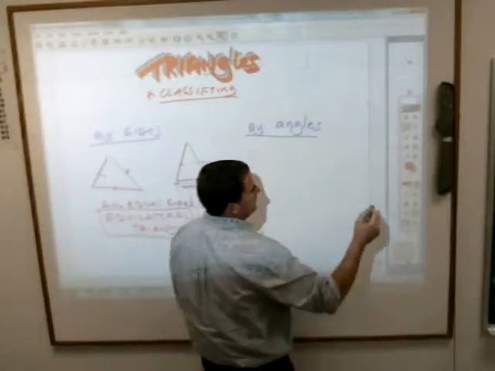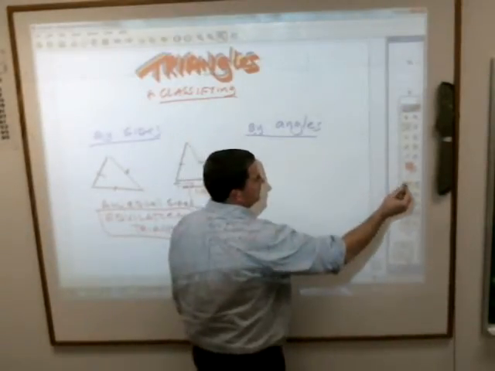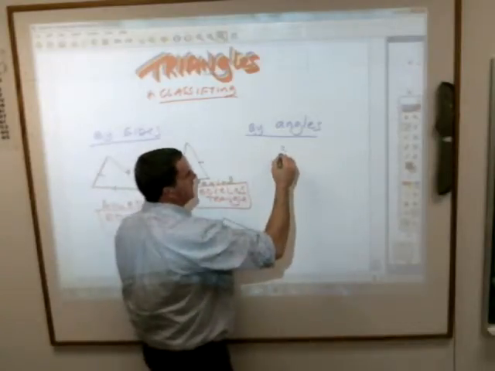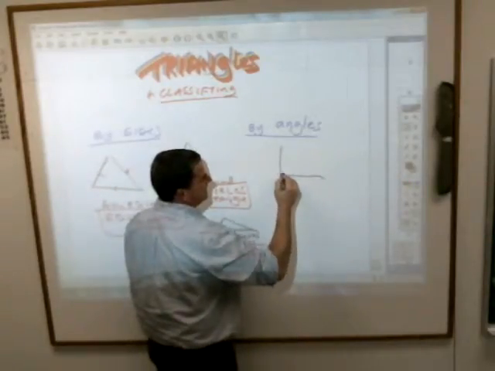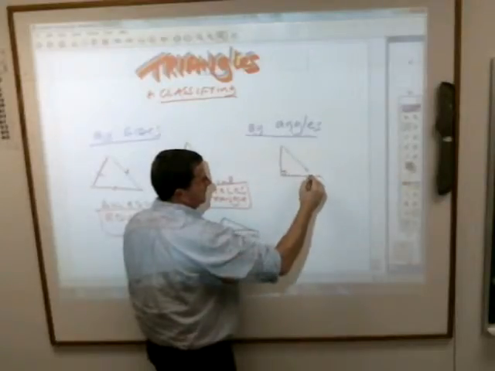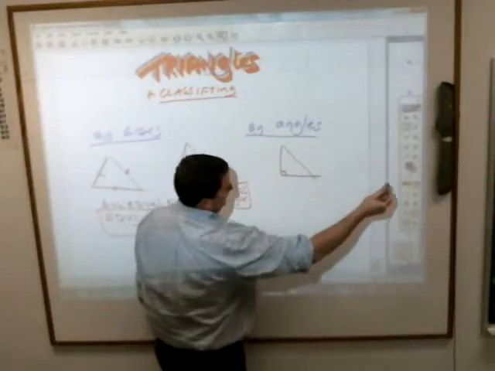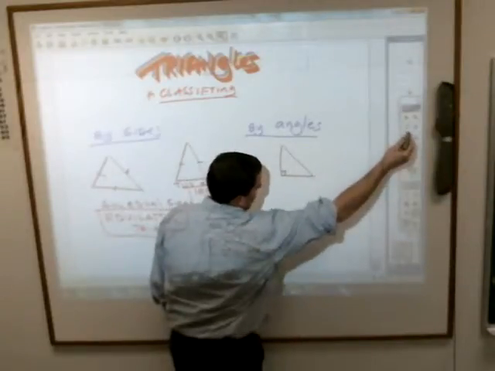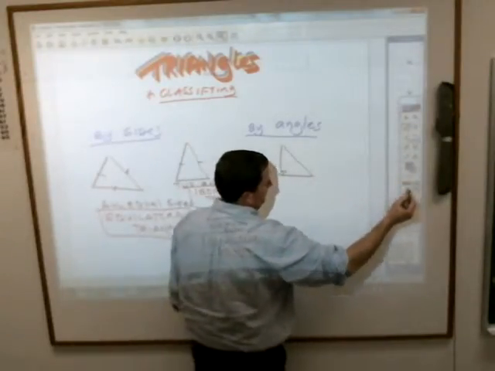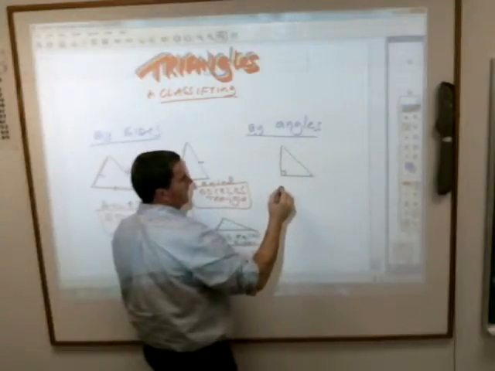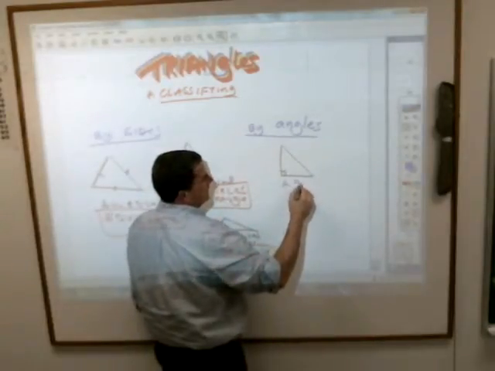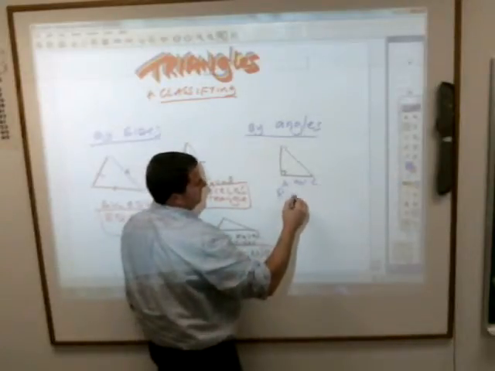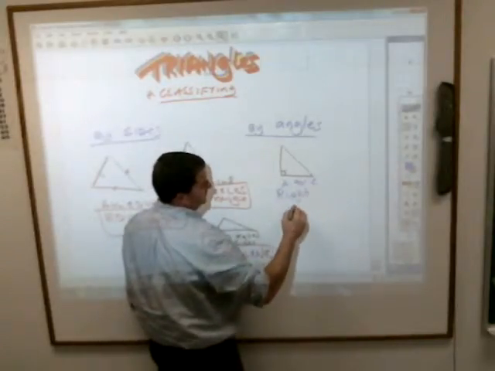Now, there are also three different triangles we can do by their angles. And the first one's a pretty simple one. If your triangle has a right angle in it, a 90-degree angle in it, what type of triangle? If it has a 90-degree angle in it, it is called a right triangle.